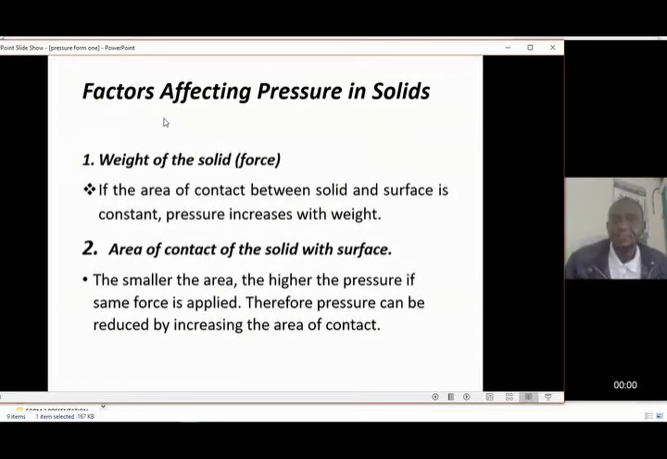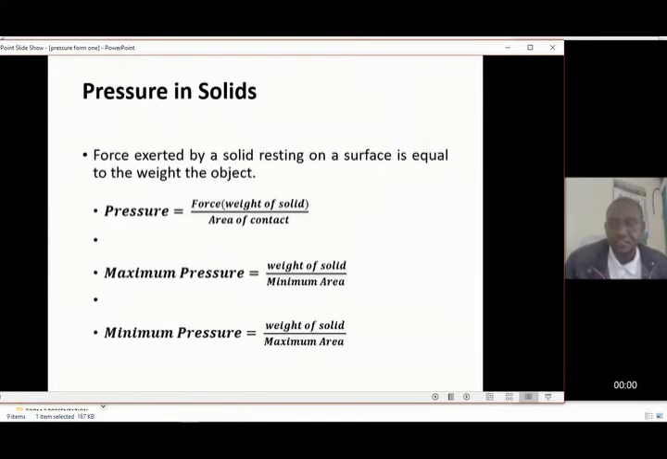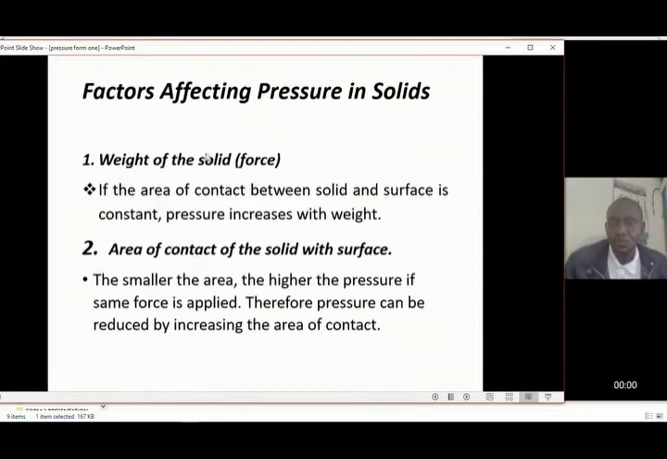Factors affecting pressure in solids. There are two factors here. We have talked about force over area. So there it is, force and area. First, the weight of the solid. If the area of contact between solid and surface is constant, then pressure increases with weight. The more the weight, the more the pressure it exerts on the ground.